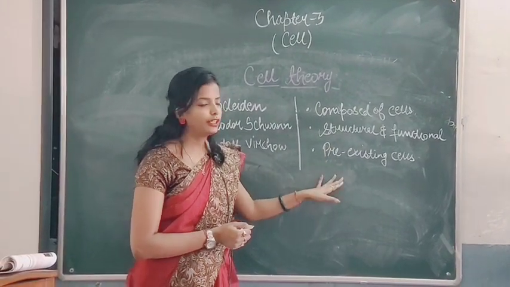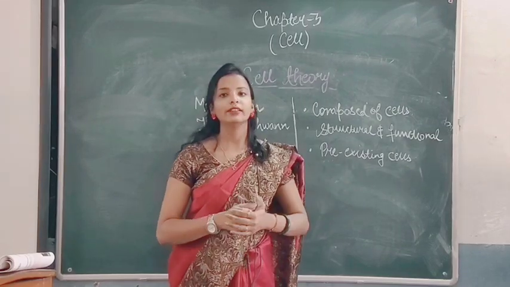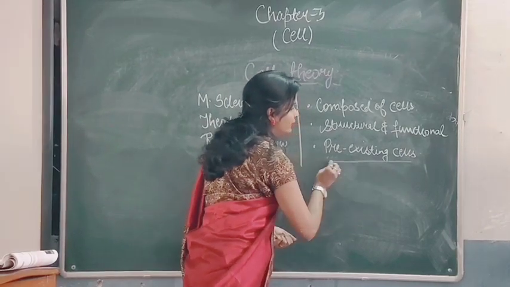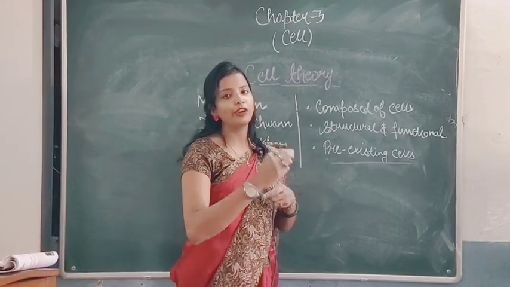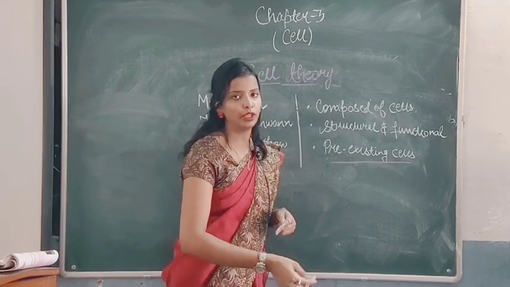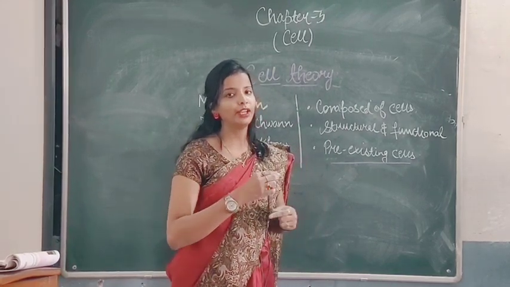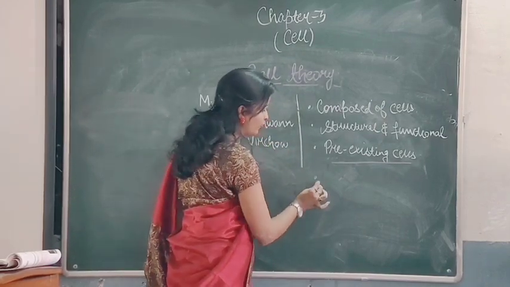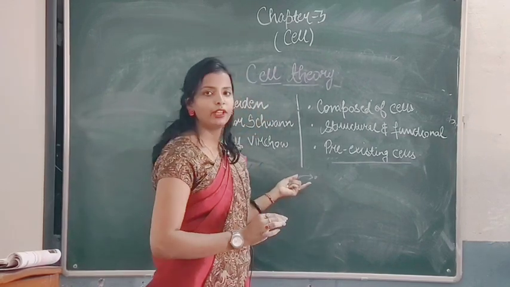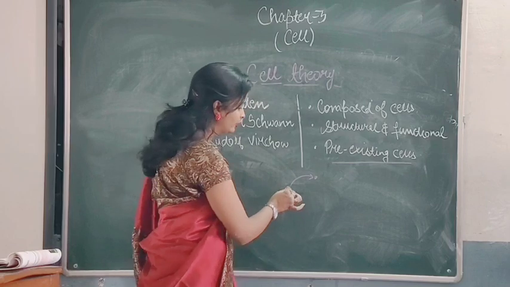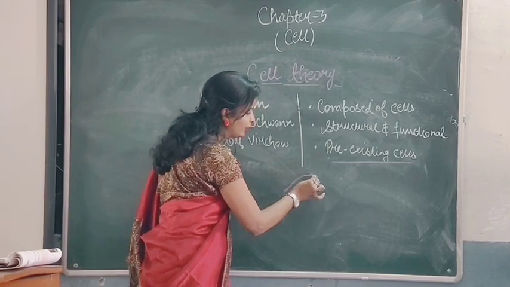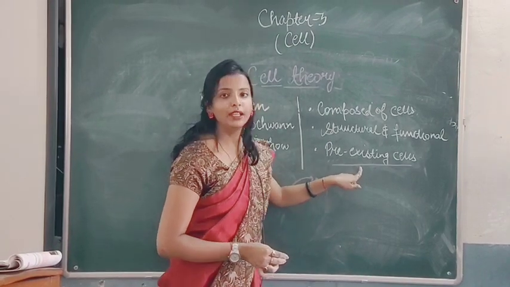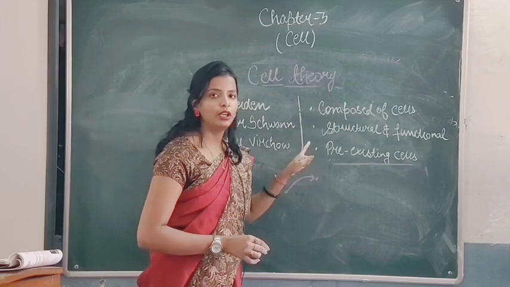And the third theory says that all cells arise from pre-existing cells. The meaning of pre-existing cell is that cells which are already present give rise to a new cell. As I am saying, cells divide or combine together to form tissue, and if any cell is formed, it is because of the presence of a previously present cell. So if this cell is present in our body, it will give rise to a new cell. So it will be present because of the pre-existing cell. So this was about the cell theory.